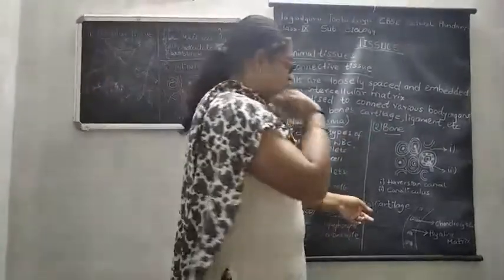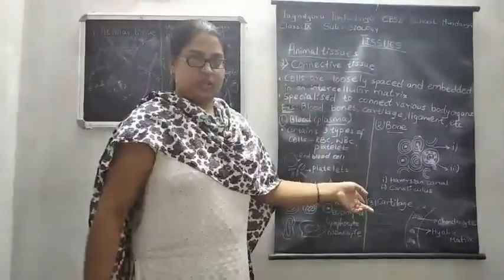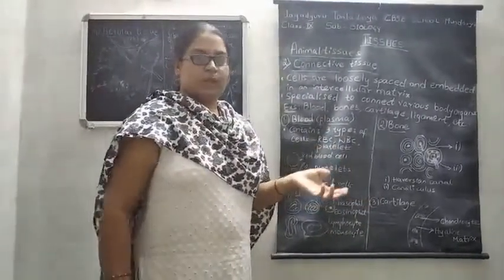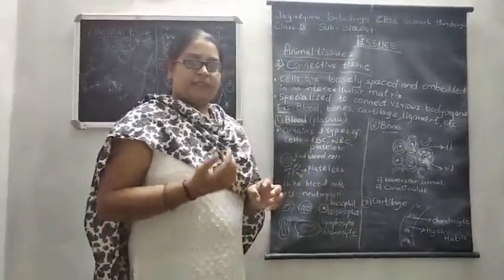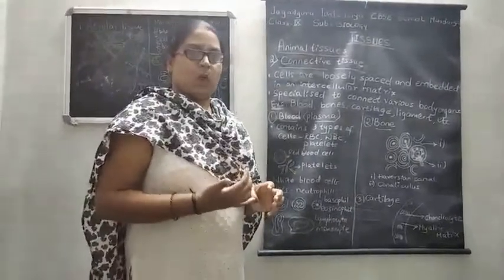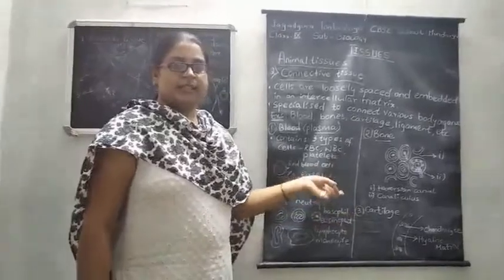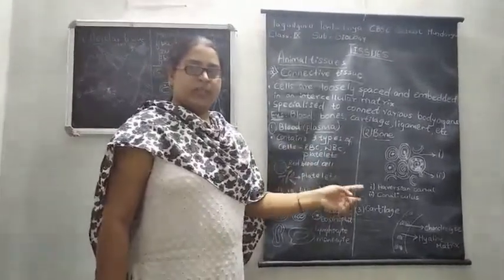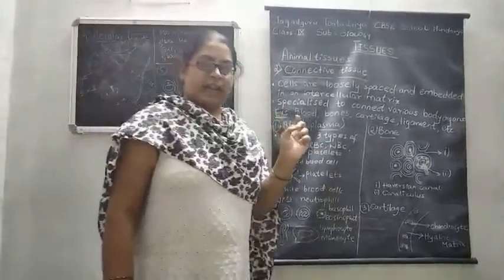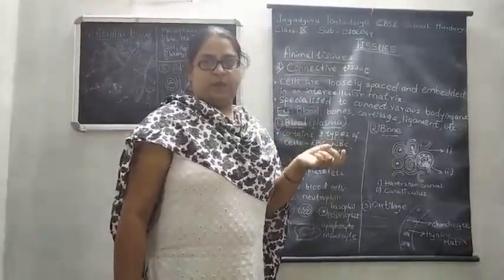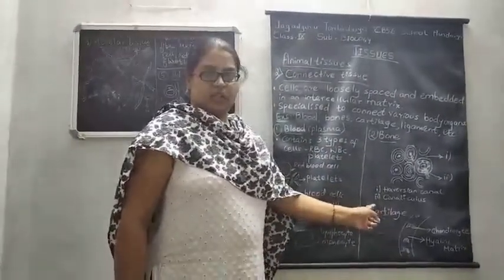The third type of connective tissue we call cartilage. Cartilage is a connective tissue made up of proteins and sugar molecules, and that will provide flexibility to the body organs. For example, cartilage is present in the ears and nose, and also in the larynx, that is the voice box, and in the trachea, that is the respiratory tract, windpipe, whatever we say. So in all these parts, cartilage connective tissue is present.